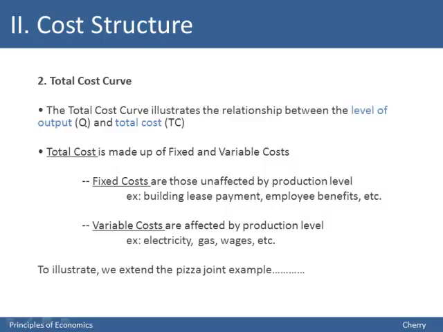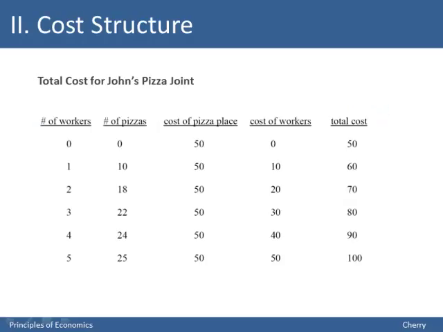And then the total is going to be made up of the sum of fixed and variable costs. So now let's extend the pizza joint example to look at the costs. Before we had number of workers and number of pizzas as the inputs and outputs. Now let's look at the costs.